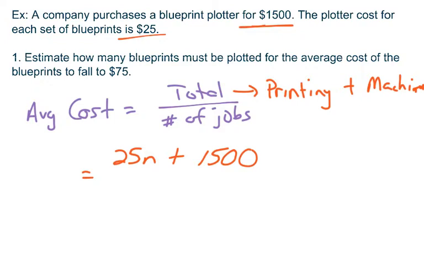Okay, so divided by the number of jobs. Well, how many jobs are we doing? We don't know. Okay, so we're just going to say N. That's going to tell us the average cost of plotting blueprints, okay? And we'll go from there.